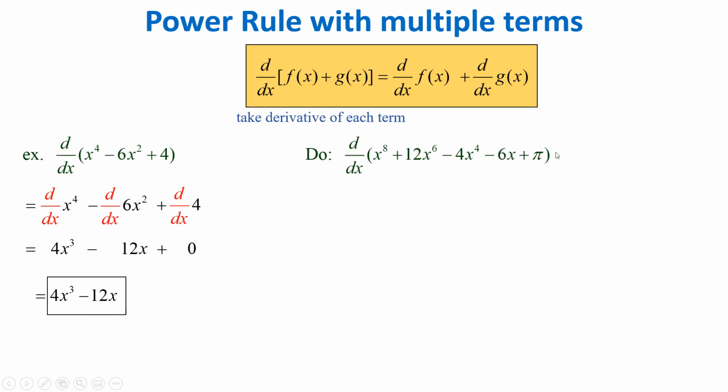Go ahead and practice this for yourself. Think about how you would handle this with pi, taking the derivative of x to the 8th plus 12x to the 6th minus 4x to the 4th minus 6x plus pi. Pause now.